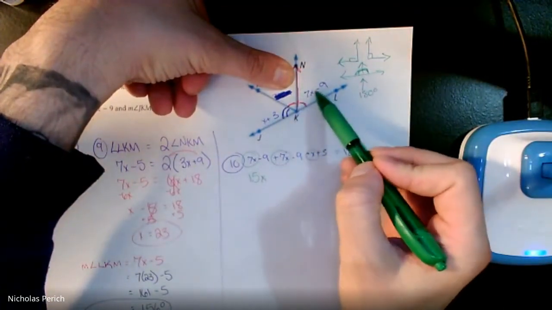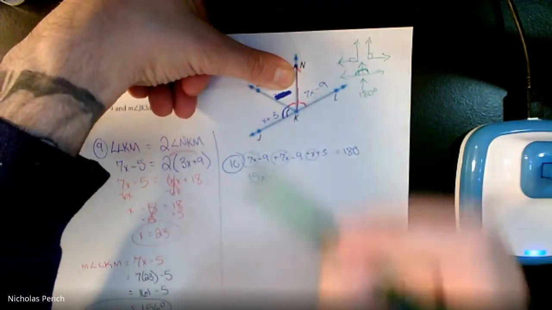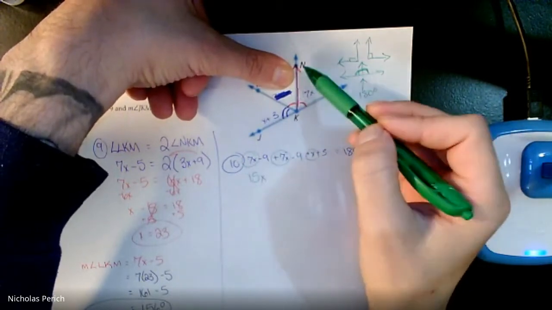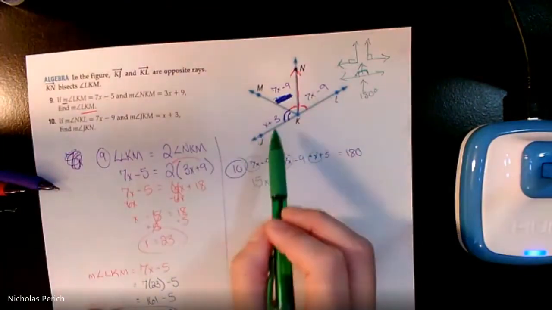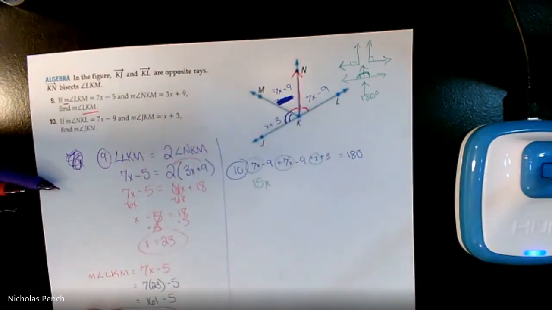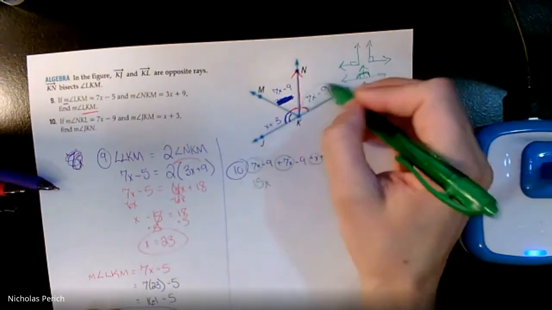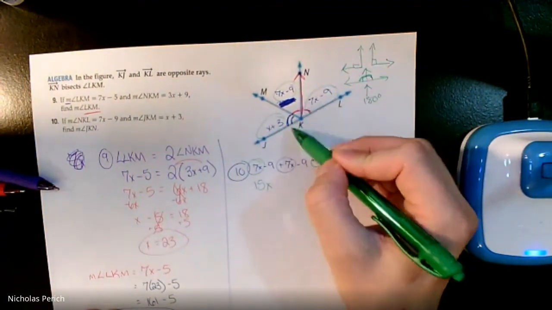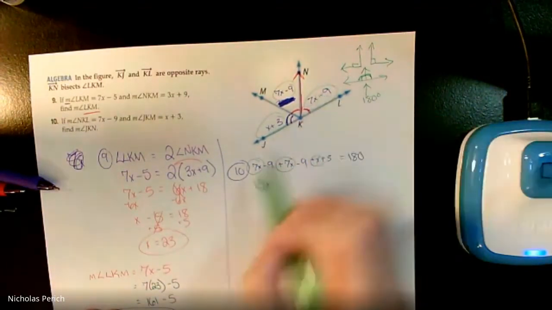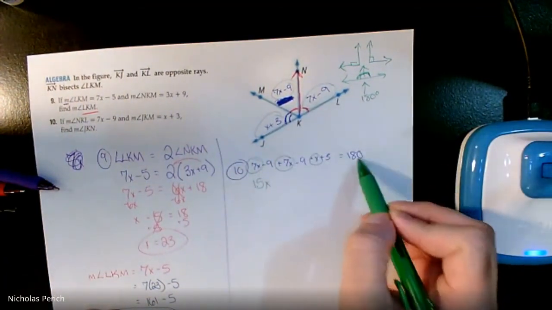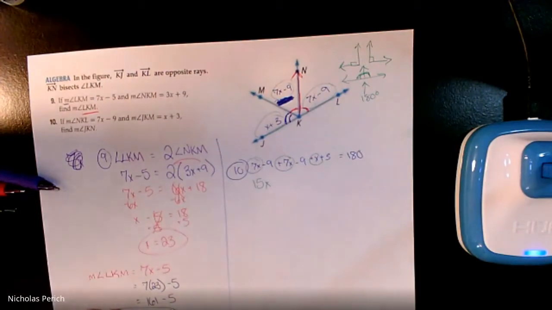I know that this guy and that guy are the same thing because K and N cut this whole thing in half. So these two are the same. And in the directions, I was given the fact that this guy, JKM, is x plus 3. So again, what I did is I did that angle plus that angle plus that angle, all adds up to form a straight line. So that, 7x minus 9, plus that, 7x minus 9, plus that, x plus 3, equals 180. Hopefully that cleared things up just a teensy bit.